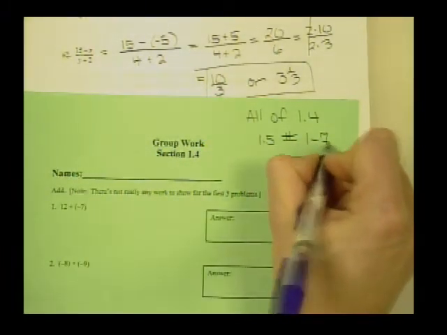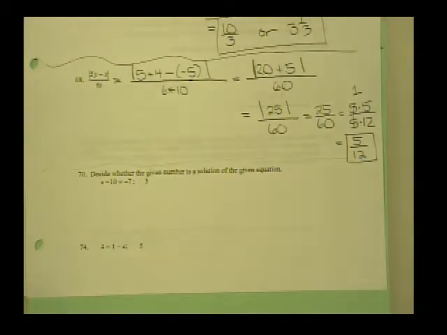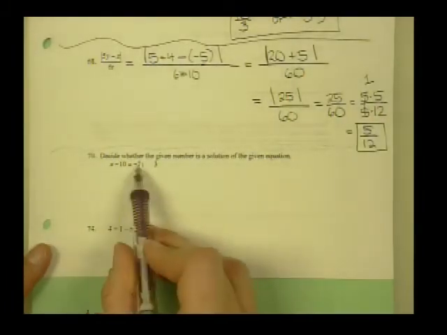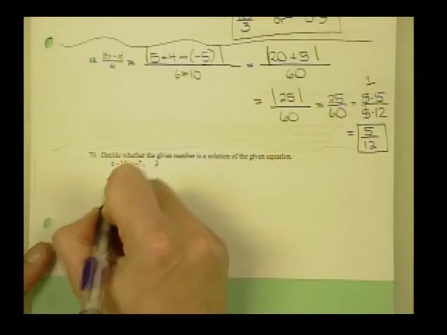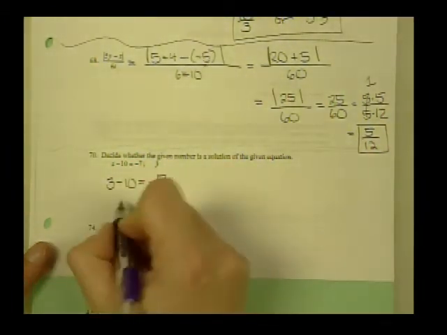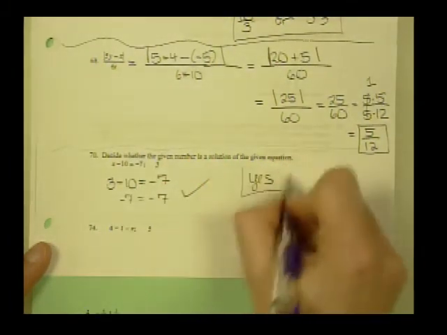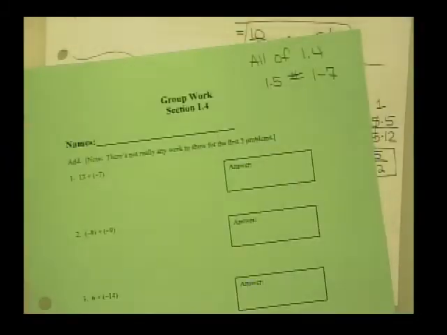Oh, if I'm going to have you do 7, I would just want to do the next problem. So it says decide whether the given number is a solution of the equation. And we did this in the last section. It was just with addition instead of subtraction. So here's the equation, and this is the number we're testing. So we just put the 3 in for the x. So 3 minus 10 equals negative 7. Is that true? Yes. Okay, so that's what number 7 is like. Okay, so I'll come hand those out.